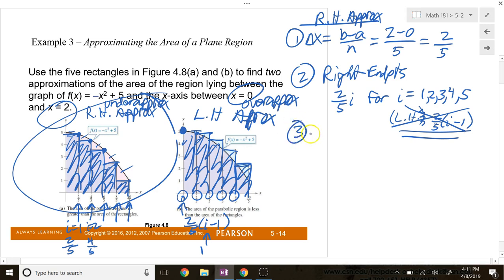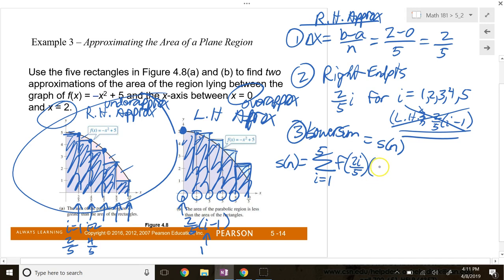All right, so let's do this lower sum. I call it lower S of n. Now I can use my sigma notation. I'm going to let i be 1 up to 5. My height is f of 2i over 5, and then my width, my delta x, is 2/5.